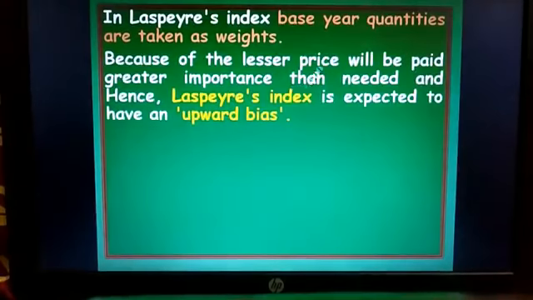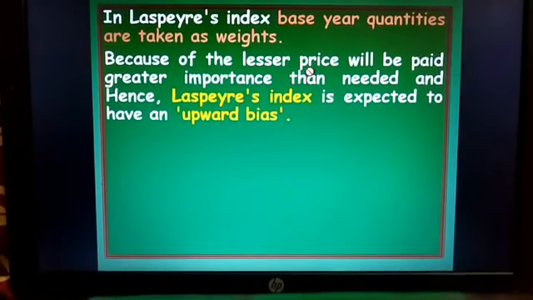Because the lesser price will be paid greater importance than needed, Laspeyres' index number is expected to have an upward bias. This is the statement mentioned about Laspeyres' index number having an upward bias. Try to understand this statement very clearly, students.